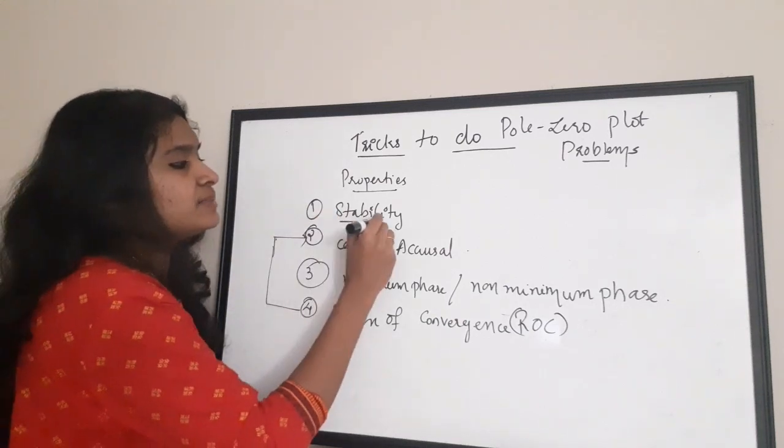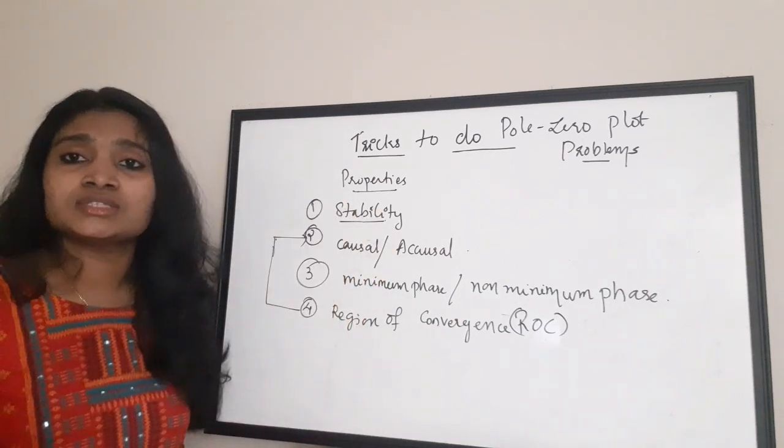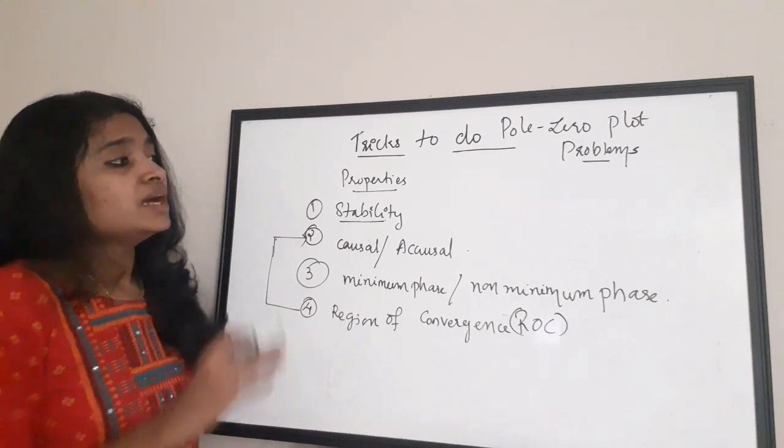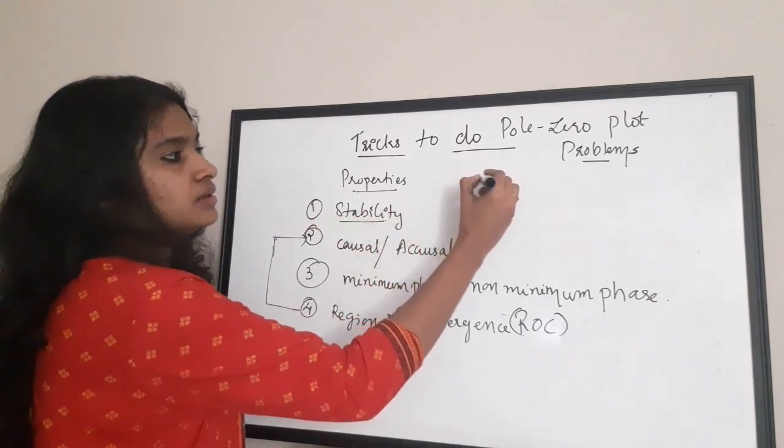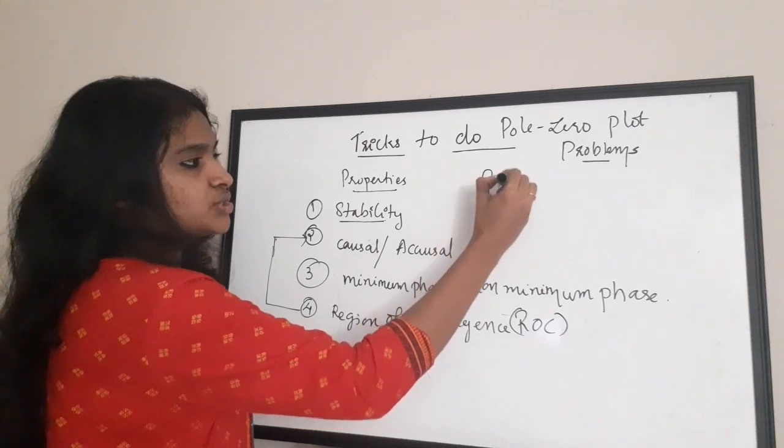The first one is the stability property. So how can you say the system is stable? Let's just take a function f of t.